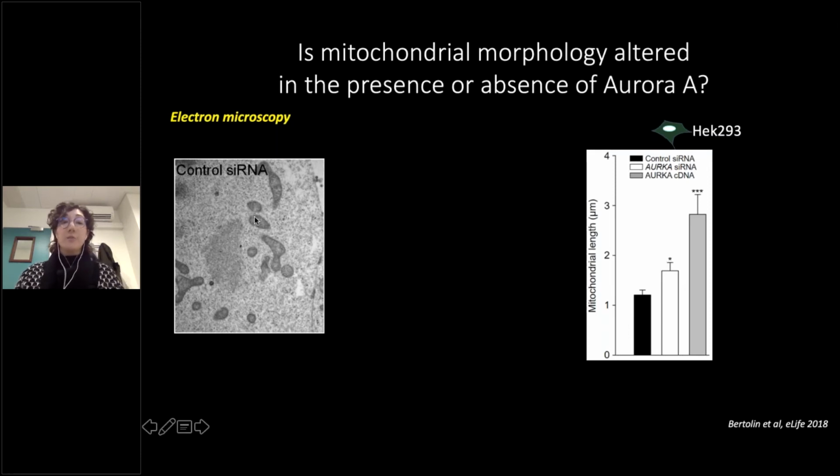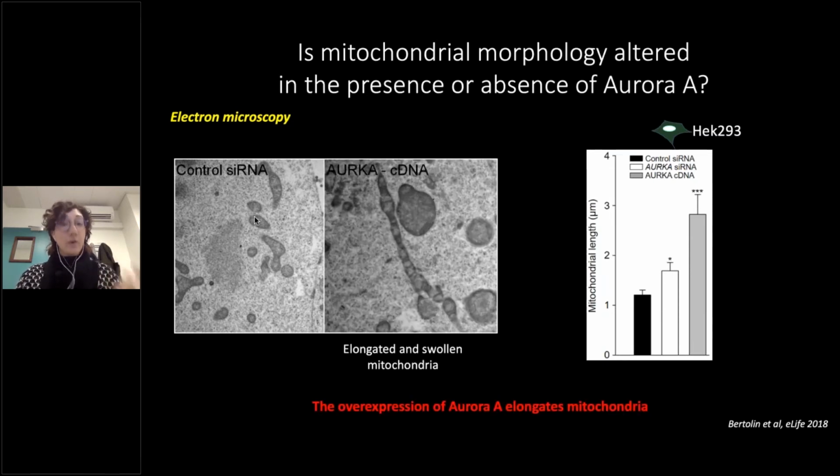And we were very surprised to observe that when we overexpressed Aurora A, so when we created a cancer-like context by overexpressing Aurora A, mitochondria were completely and dramatically changing shape. So you can see this is one single mitochondria. Mitochondria were dramatically elongating, or they were getting swollen. So we could conclude that the overexpression of Aurora A per se elongates mitochondria, directly or indirectly. We demonstrated that this was a direct phenomenon. So Aurora A directly phosphorylates and acts on the mitochondrial fusion and fission proteins.